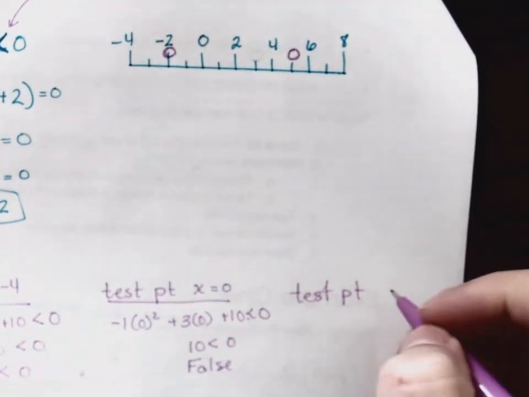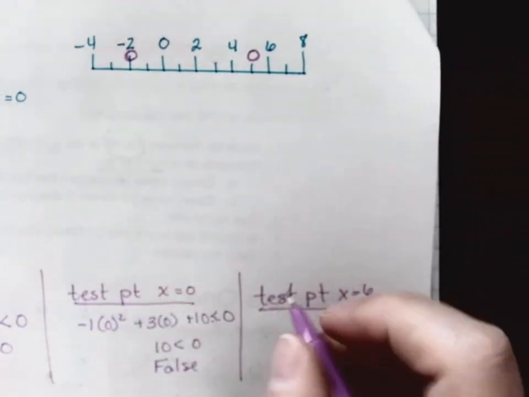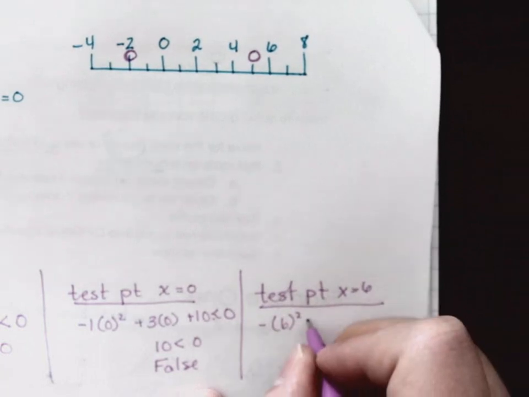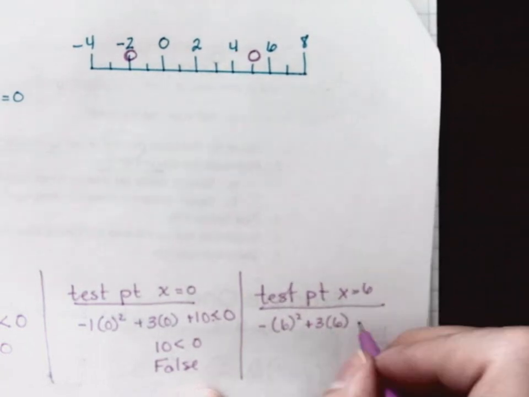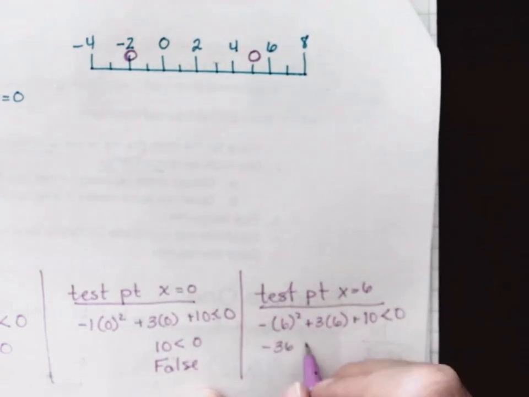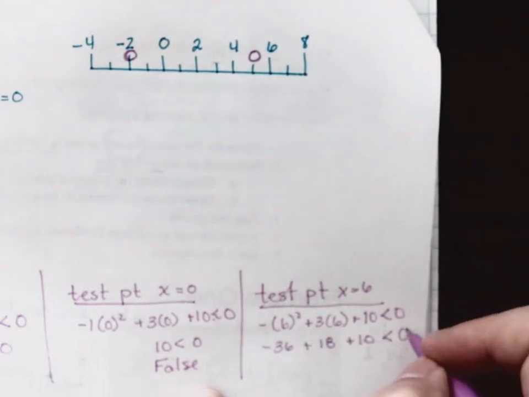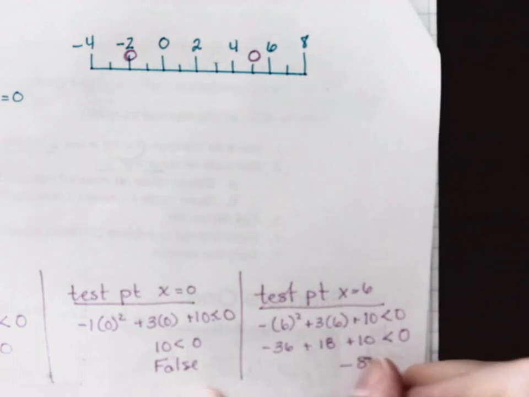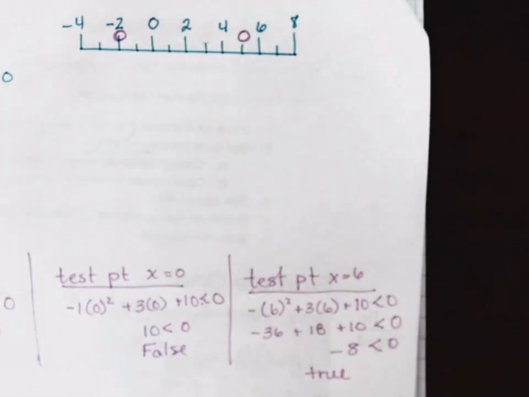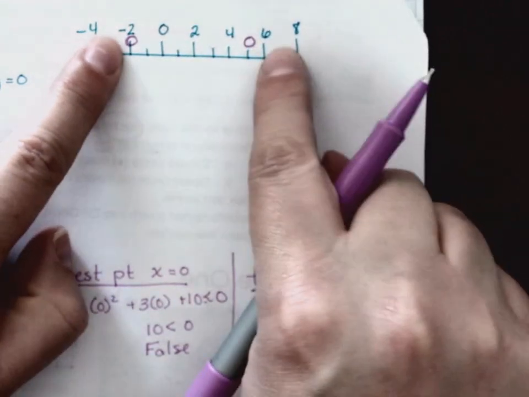Okay, so we're going to pick 6. So we're going to have negative 6 squared plus 3 times 6 plus 10 is less than 0. So we're going to have negative 36 plus 18 plus 10. So we're going to have a negative 8 is less than 0. And that is true. So it's true in 2 places. It's true out here and out here.